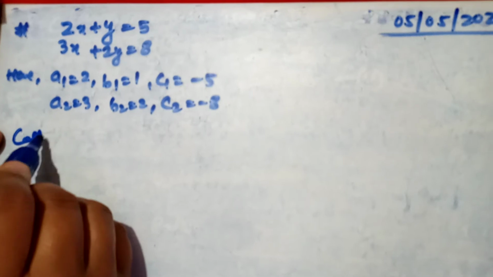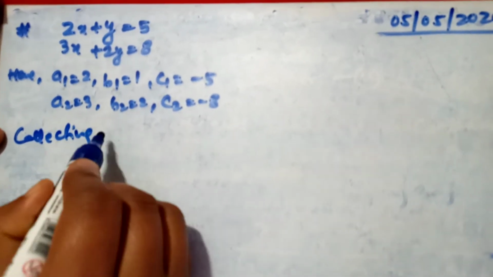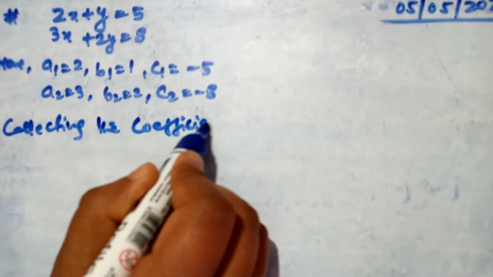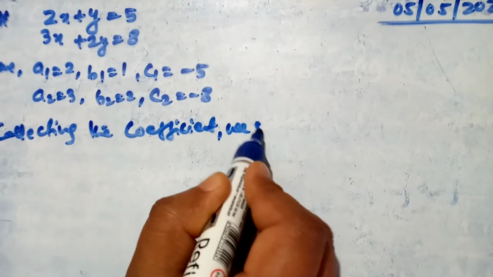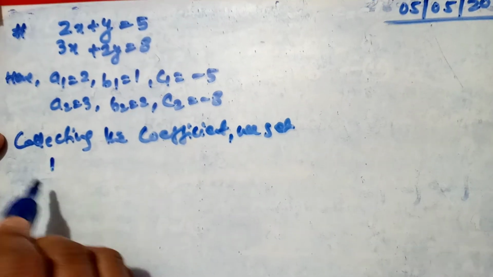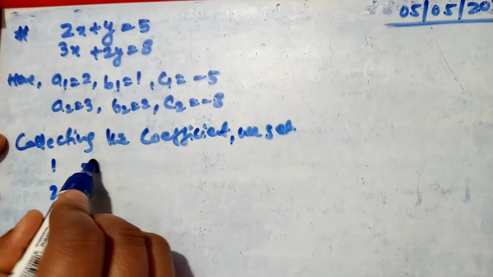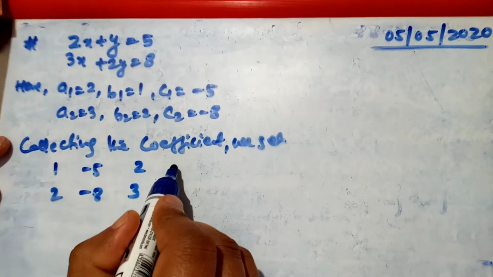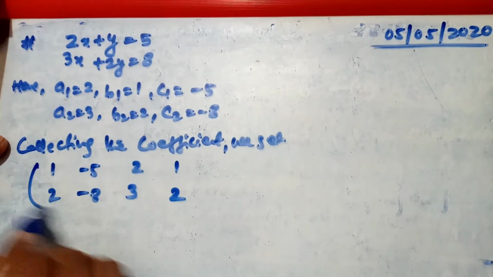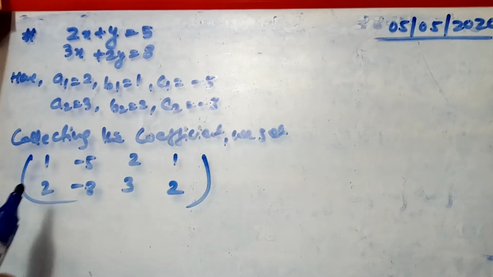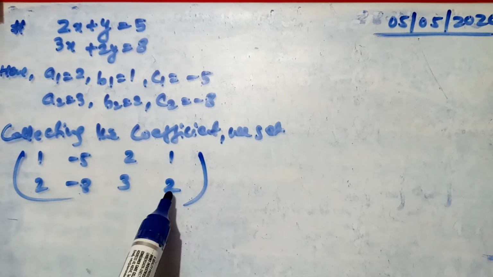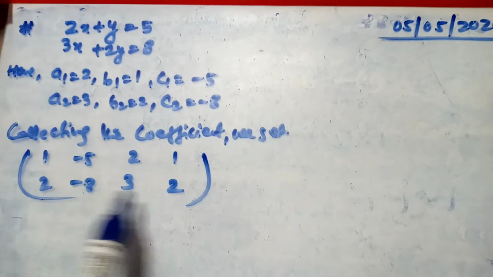So on collecting the coefficients, we get 1 2 minus 5 minus 8 2 3 1 2. So we start with the coefficient of y followed by constant, then x, then again y. Start with y and end with y.